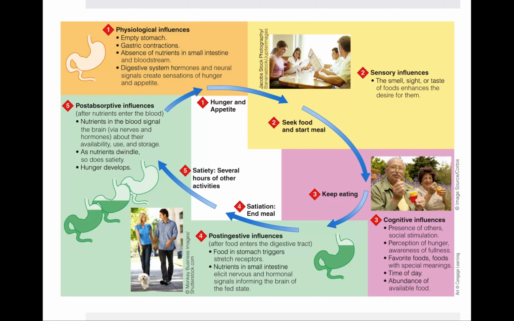Those are the sensory influences at work that allow you to seek food, start your meal, and then we move into the pink box on the lower right where you keep eating. Because you have cognitive influences. You've got the presence of others or social stimulation. Maybe boredom. You're in the airport. People eat just because they're bored. Perception of hunger, awareness of fullness. If you're around your favorite foods, or foods with special meanings, you might be more inclined to eat them even if you're not actually hungry.